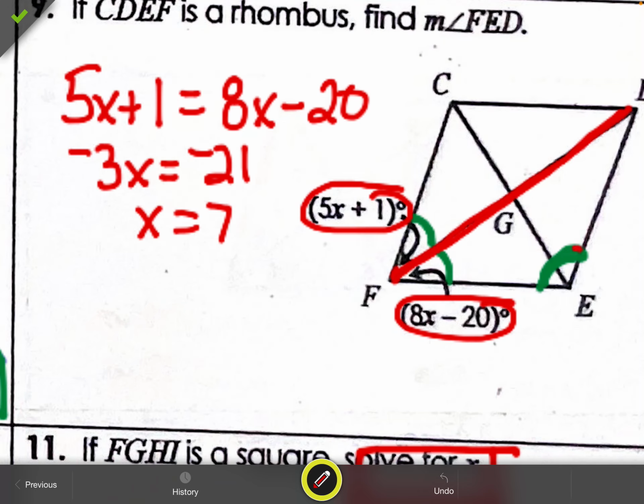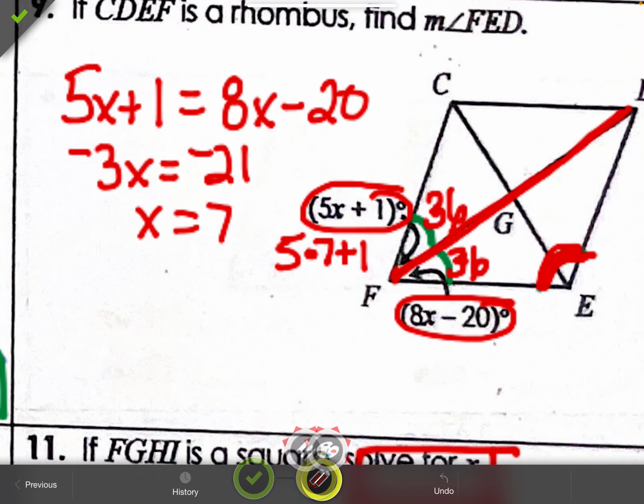Now, we have to figure out how to come all the way over here to FED. This one's going to take 2 steps, possibly 3, because right now we can't just plug in. These angles over here are not equal to these angles. They're not opposite, so we can't do that. But since we know x is 7, we can figure out what this angle and this angle are, and see if that helps us get over to FED. So I can plug in 5 times 7 plus 1, that would be 36. You can plug in again, 8 times 7 minus 20, but if you know this is 36, at this point you should know this is 36.